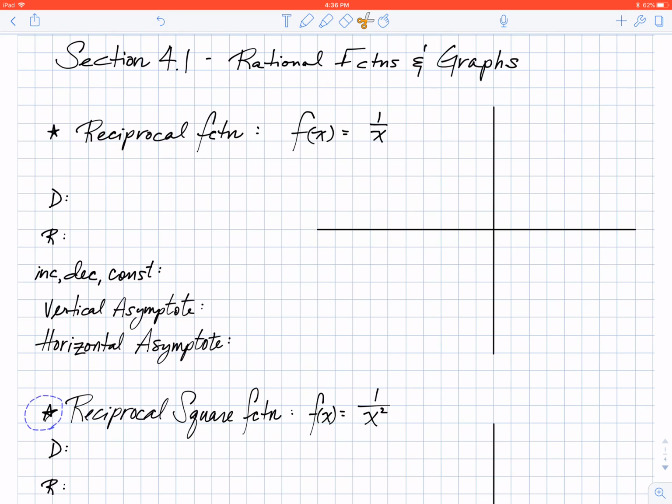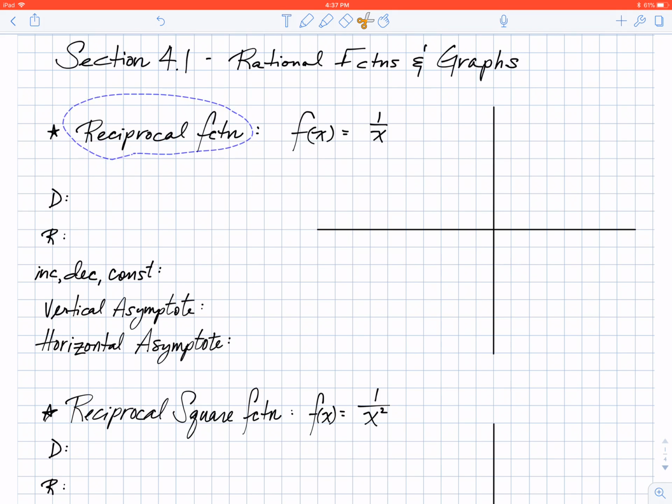Remember that for parents there are three things that you have to memorize. First of all, you have to memorize the equation. For the reciprocal function, the equation is f of x is equal to 1 divided by x. The second thing that you have to memorize is the name of the function. So that's simply going to be the reciprocal function. And then thirdly, you have to memorize the picture of the graph.